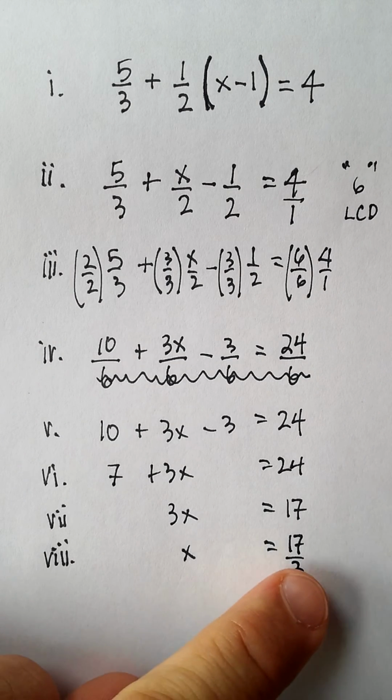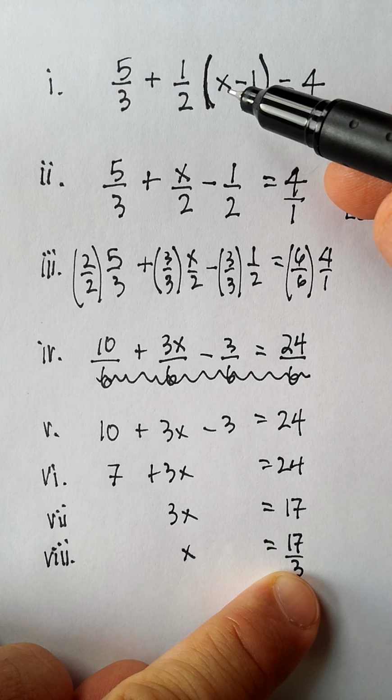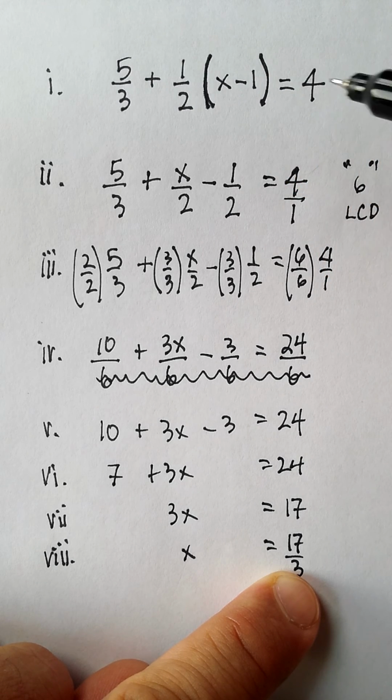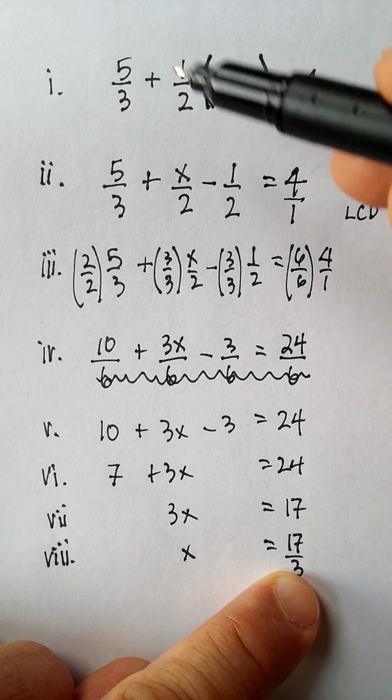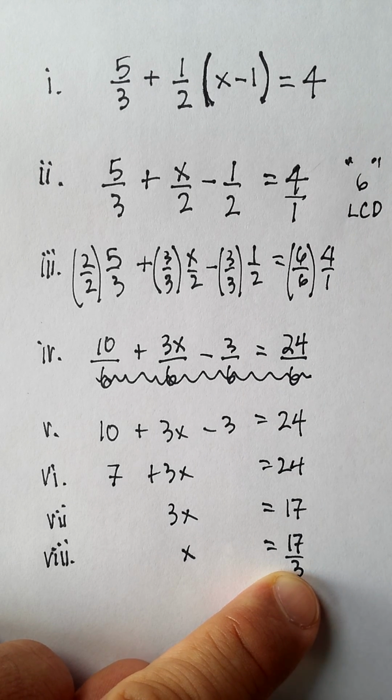If you were to take 17 thirds, plug it back up into here, and work the problem through, you get that this side will be equal to 4 and this side is 4. You'll have the correct answer. Okay, I hope that was helpful.